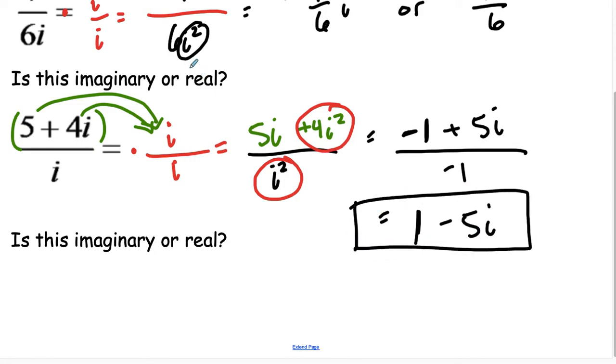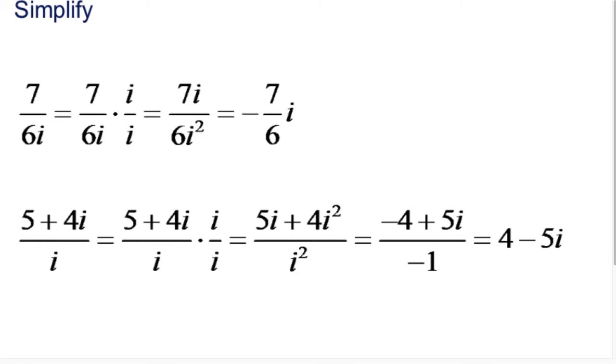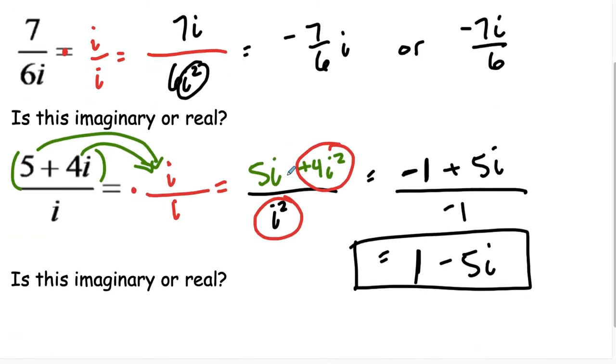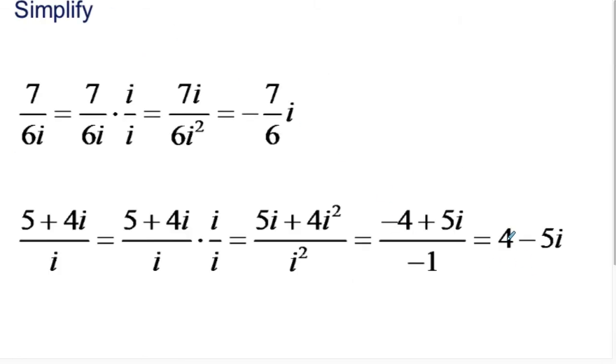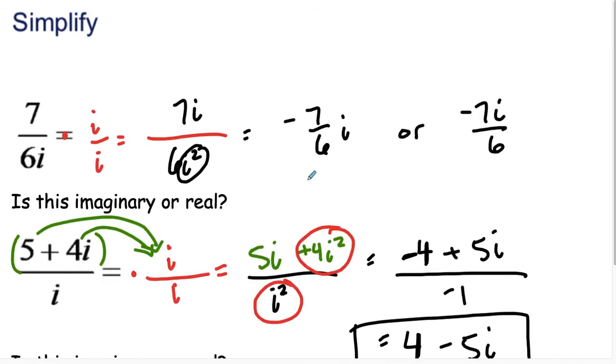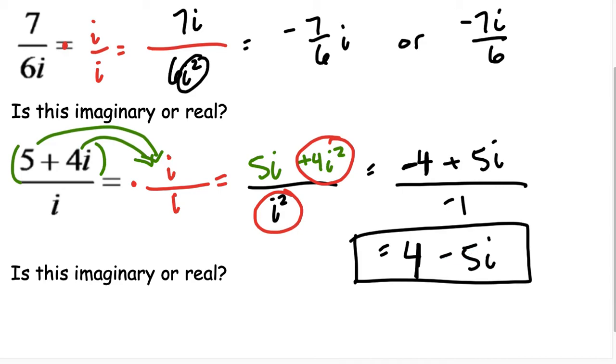Okay, I hope that makes sense. So 4 minus 5i, we got the same thing. Oh, we did not get the same thing. That is my fault. This is not negative 1, this is negative 4, and that's positive 4 because this is being multiplied by 4. Sorry. Okay, so let's see. That's 4 minus 5i, and we got the same thing now, 4 minus 5i.